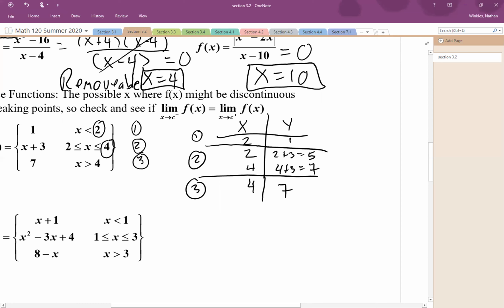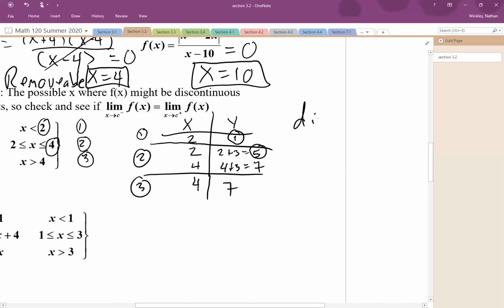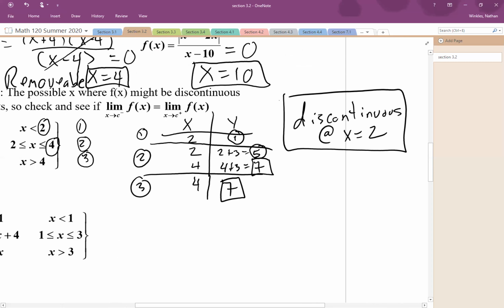So what we're looking at here is we need this value and this value to be the same, because when we plug it into equation 1, it must equal when we plug into equation 2. 1 does not equal 5. So therefore, we have a discontinuity, or in other words, it's discontinuous at x equals 2. We're only looking at the x values where it's discontinuous. Now, for the second one, we need 7 and 7. For equation 2 and equation 3, we get that. So it's only discontinuous at x equals 2.